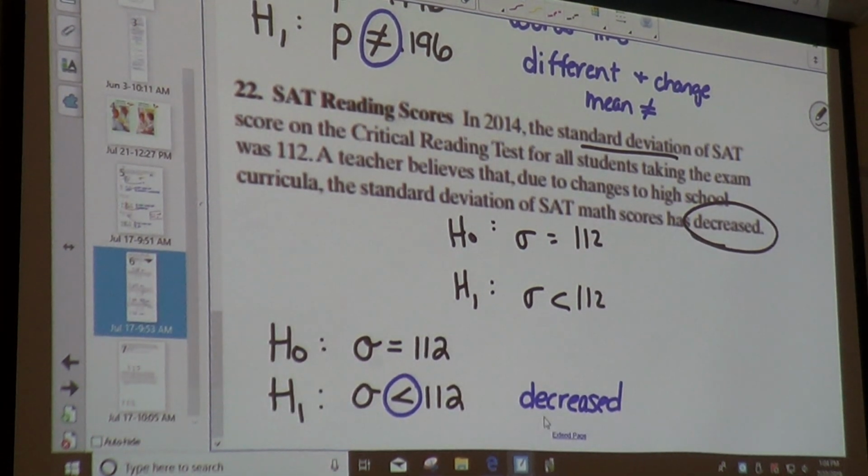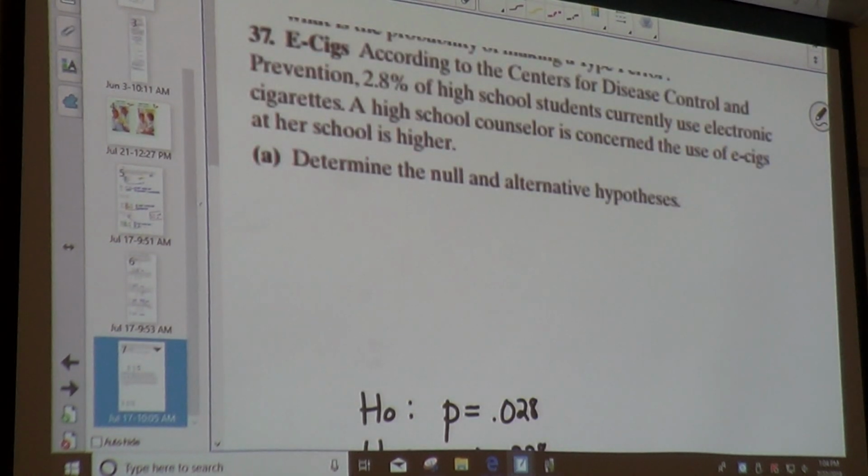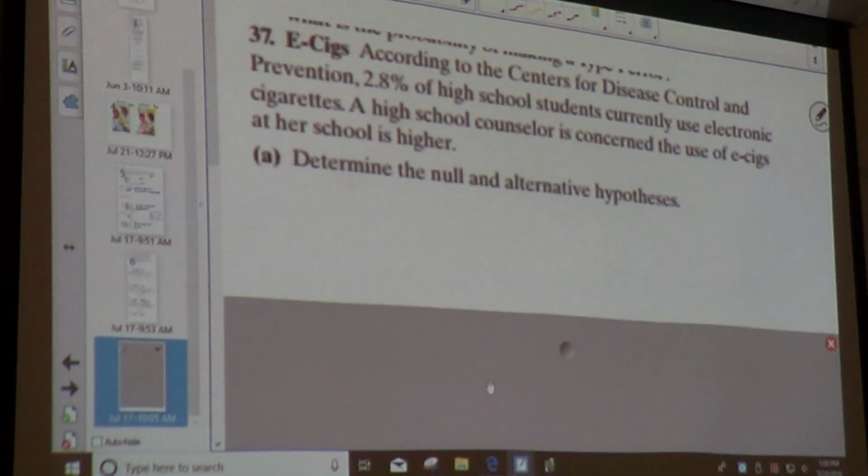All right, let me see what I have left on my, two more real quick. Oops, not add a page, unload, cover up.